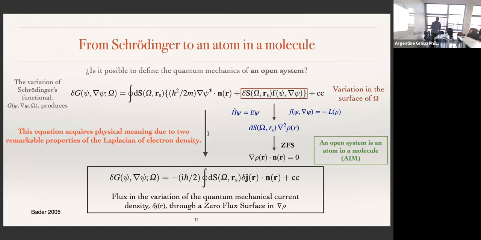However, when this equation satisfies the Schrödinger equation, and then the zero flux surface condition is imposed, this equation acquires a physical meaning, and we obtain this new equation, which describes the flux in the variation of the quantum mechanical current density through a zero flux surface in the gradient vector field of the electron density. And the last step is to put this equation in an operational form.